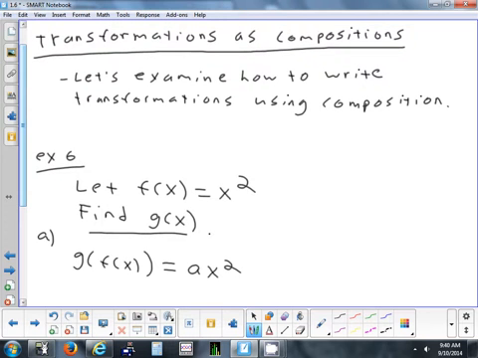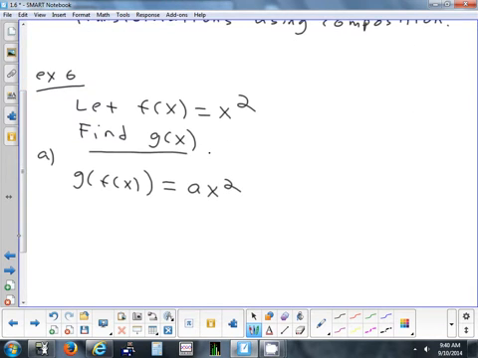Okay, the next part, it's a little tricky because you kind of have to reason it through. They give you the composed function, they give you one of the originals, and you have to find the other original. So they're giving me f of x, they're giving me g of f of x. I want to know g of x, so that if I compose them in this way, I get that as the answer.